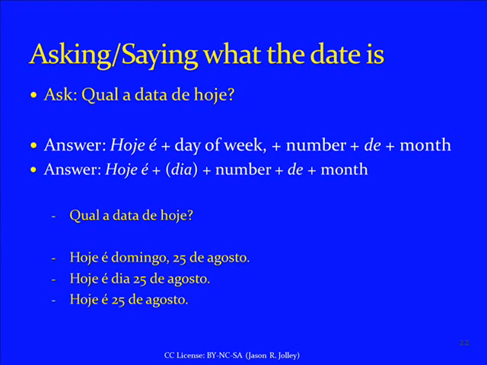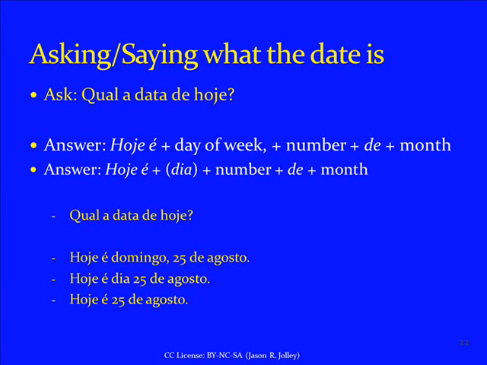First way is just qual a data de hoje? What's today's date, literally? Then you answer by saying hoje é, then the day of the week. This is the more formal form. Hoje é plus day of the week plus the number of that calendar plus the preposition de and then the name of the month. So for example, qual a data de hoje? More formally I could say hoje é domingo, 25 de agosto.